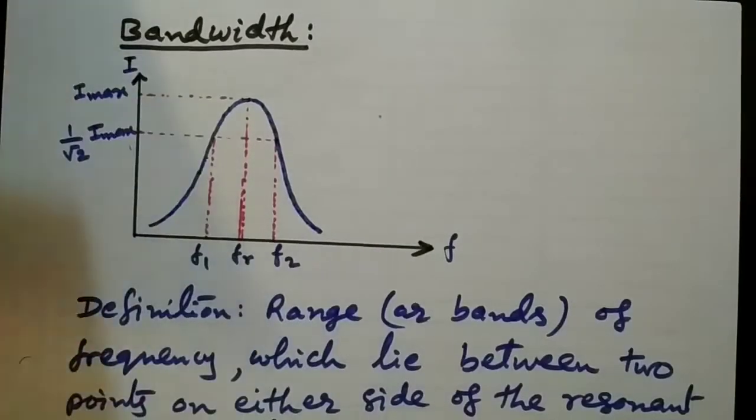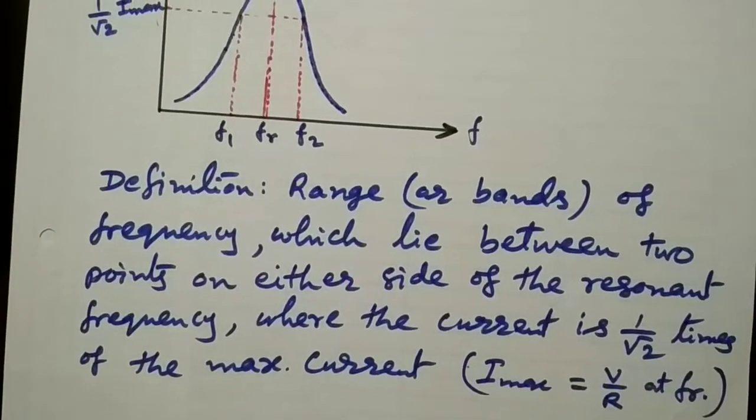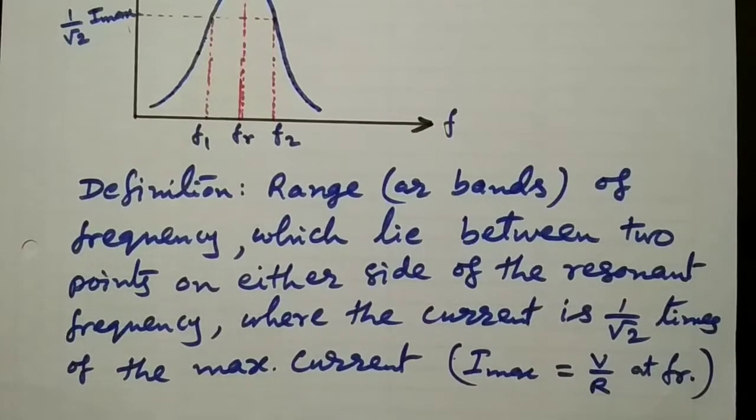So let's see the concept of the bandwidth, and first its definition. Bandwidth is defined as the range or the band of frequency which lies between 2 points on either side of the resonant frequency, where the current is 1 by root 2 times the maximum current. Remember one thing here: the maximum current means at resonant frequency, when the impedance becomes minimum, that is equal to resistance, then the circuit current becomes maximum, that is V upon R.